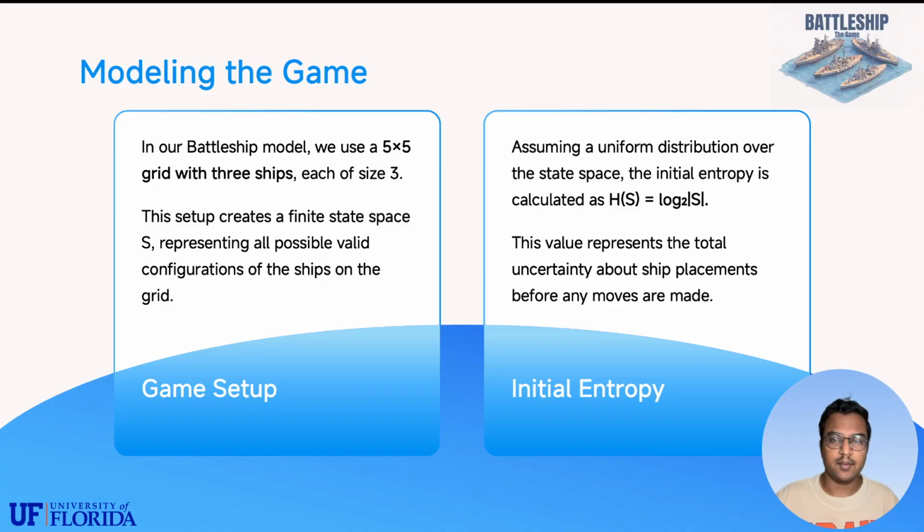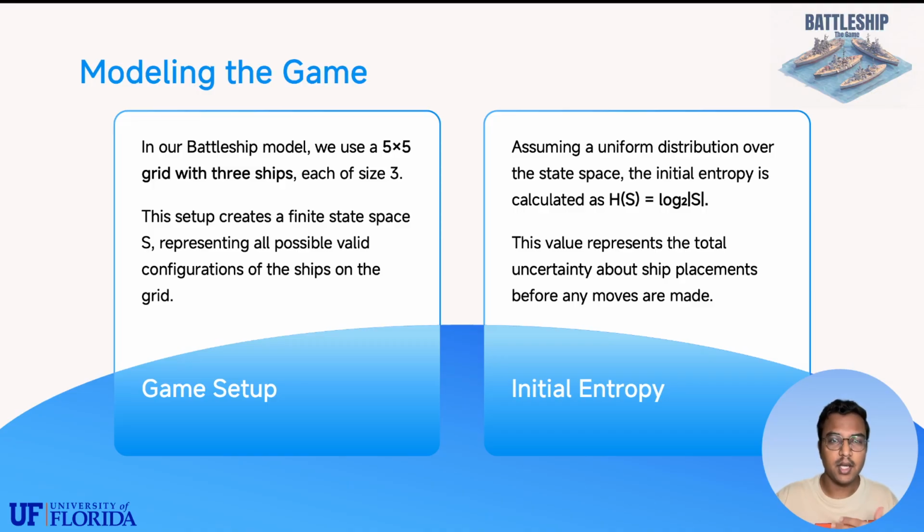First, let's look at the setup. To make this mathematical, I had to define the rules clearly. For this model, I am using a 5x5 grid. Hidden somewhere on this grid are 3 ships and each ship has a size of 3 units. This specific setup is very important. Because the grid is small and finite, it allows us to define a state space, which we can call S. The state space is just a list of every single possible way we could place those ships on the board. Unlike the real world where the possibilities may seem infinite, here we can actually count every valid configuration.